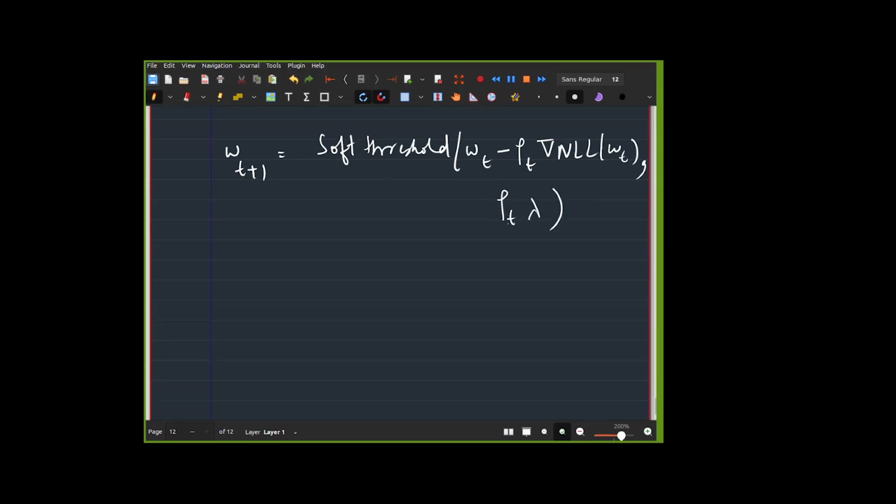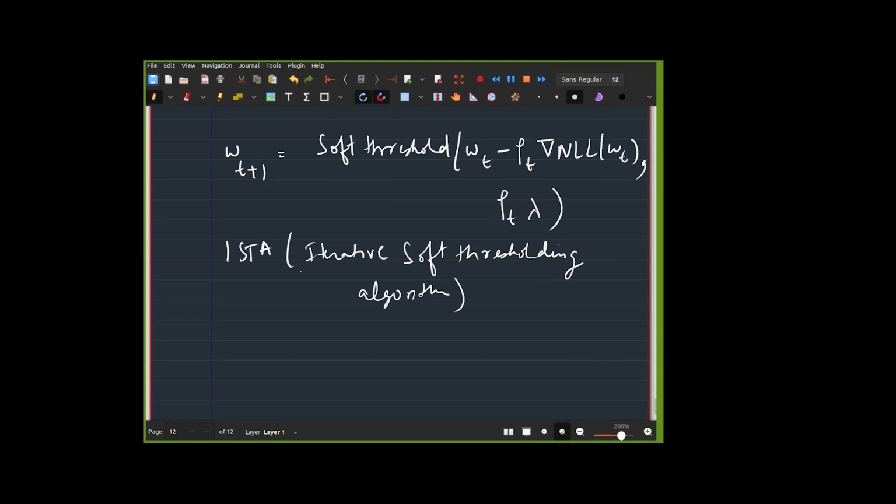So the algorithm here is, I could write Wt plus 1 equals soft threshold, and inside that you have two values. The first value is Wt minus some rho t times the gradient of the negative log likelihood with respect to Wt. That's the first input to soft threshold. The second is again this rho t times lambda. So if you iteratively do this, it also gets you the correct answer. And this method is called ISTA, the iterative soft thresholding algorithm.